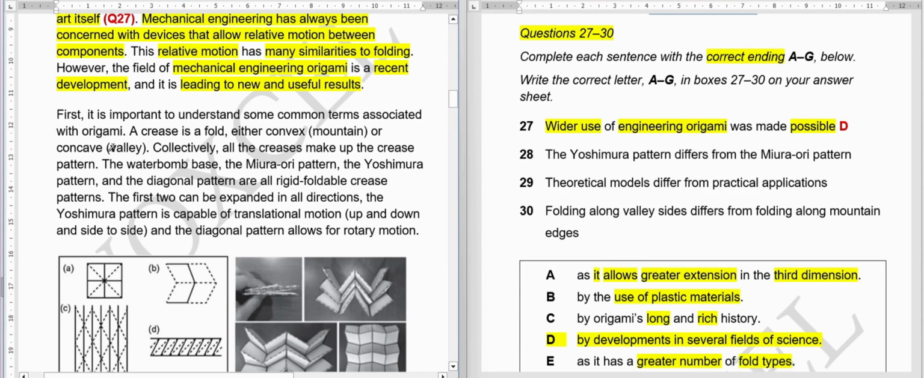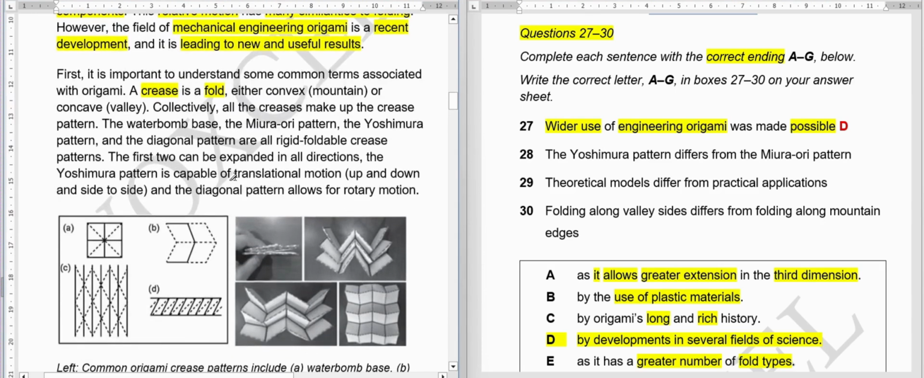First, it is important to understand some common terms associated with origami. A crease is a fold. So, what is a crease? Whenever we fold the paper, that particular thing is called a crease, either convex mountain or concave valley. So either your paper is going upwards or downwards. If it is going upwards like a mountain, we call it convex, and if it is going downward, dipping like a valley, we call it concave. Collectively, all the creases make up the crease pattern.